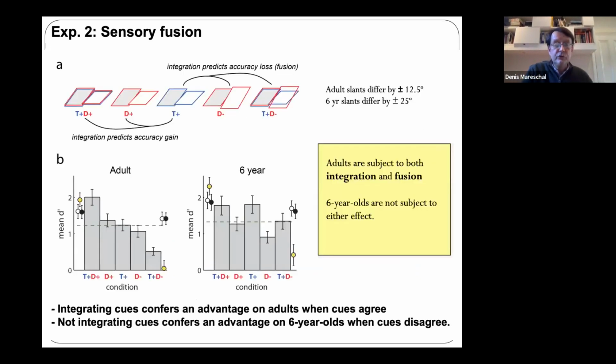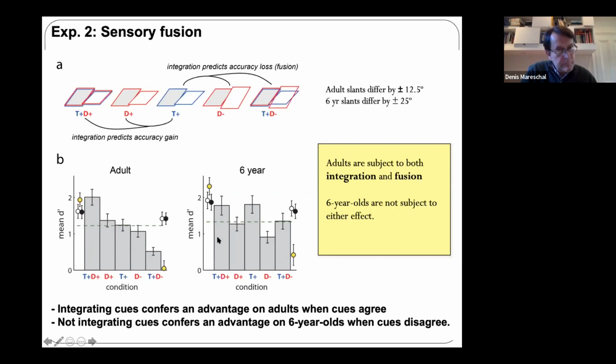And again, not to go into all the detail, that's what we find. If we look at the adults first, this is their detection rates, the d prime measure. The first 3 columns are exactly what we saw before. When they have both texture and disparity information, the adults are better than either texture or disparity. But importantly, if you go to the last column, when texture and disparity are in opposite directions, their detection rate is terrible because they fused it into a single average, which is the same as the standard. So they're guessing as to whether it is the same or not.